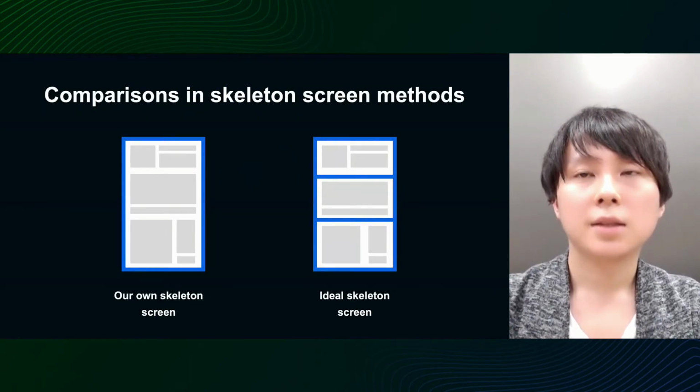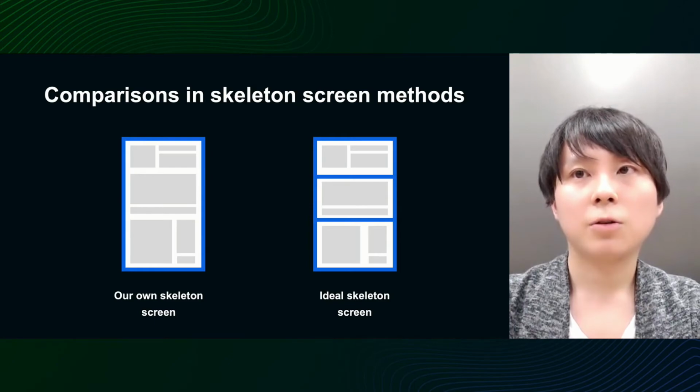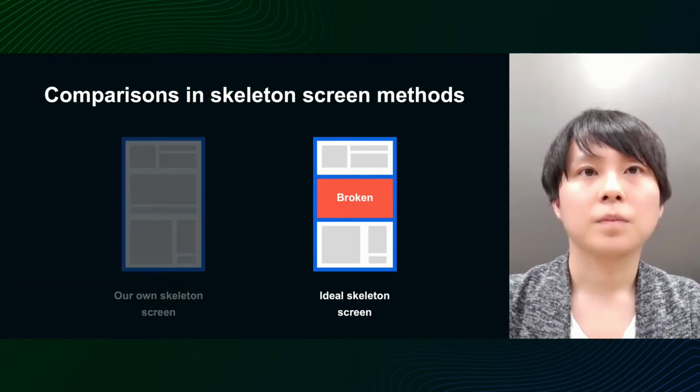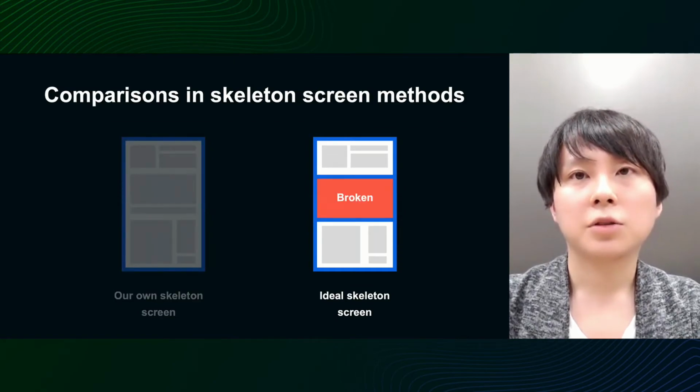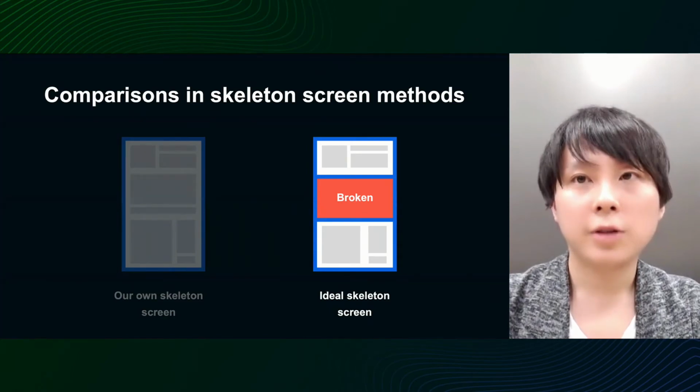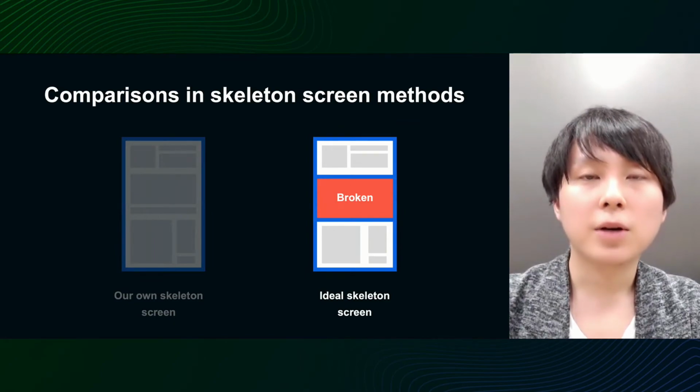The skeleton screen introduced in Line News is a single skeleton screen that covers the entire screen. But in general, a skeleton screen is applied to each component. So each component can operate the skeleton screen cancellation independently. This means that if a problem occurs where the skeleton screen does not release, we can limit the scope of the problem. It was also clear which component was malfunctioning, which made it easier to identify the cause of the problem.